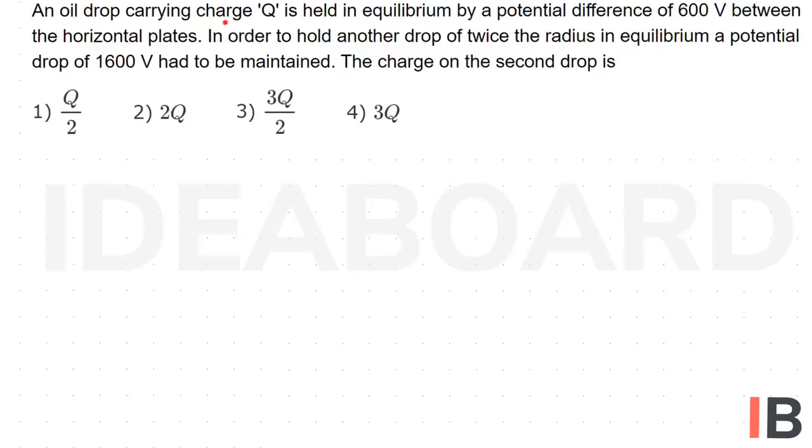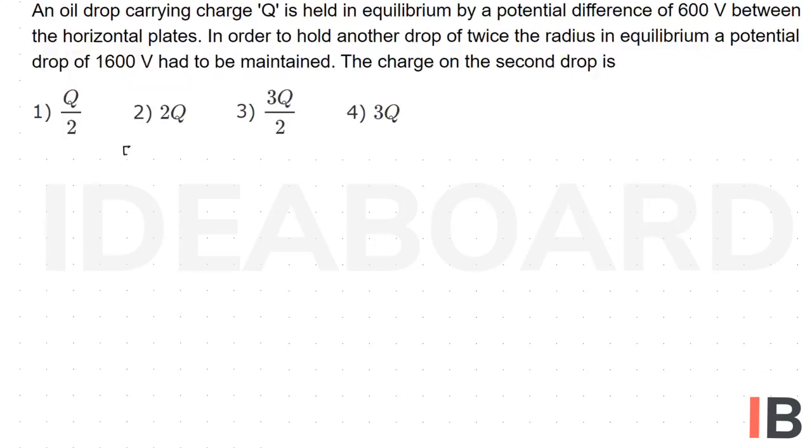An oil drop carrying a charge Q is held in equilibrium by a potential difference of 600 volt between the horizontal plates. In order to hold another drop of twice the radius in equilibrium, a potential drop of 1600 volt had to be maintained. The charge on the second drop is.